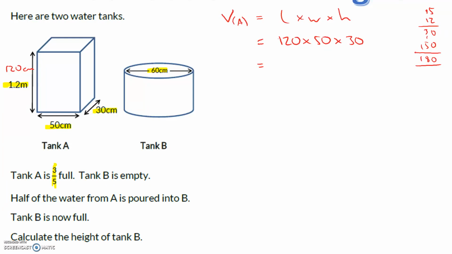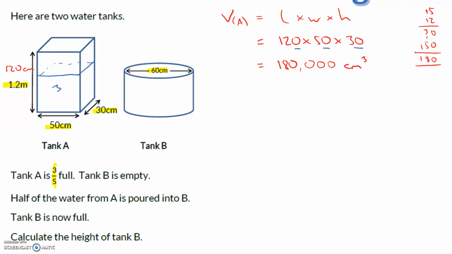So if 12 times 5 times 3 is 180, then 120 times 50 times 30 must be that 180, and then multiply by 10, multiply by 10, multiply by 10, because we've got those extra zeros there. So I think we get 180,000. 180,000 what? 180,000 cubic centimetres. Now remember that 180,000 cubic centimetres is the total volume of this cuboid.